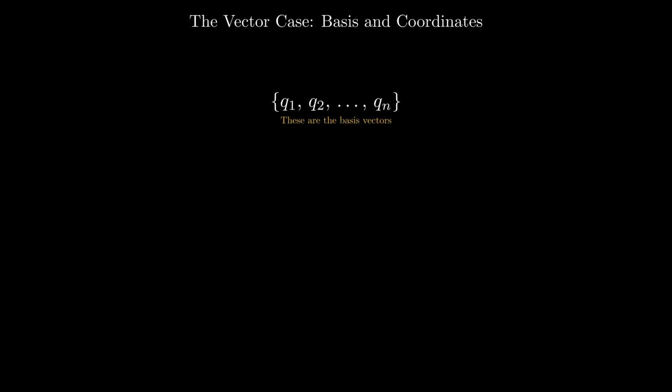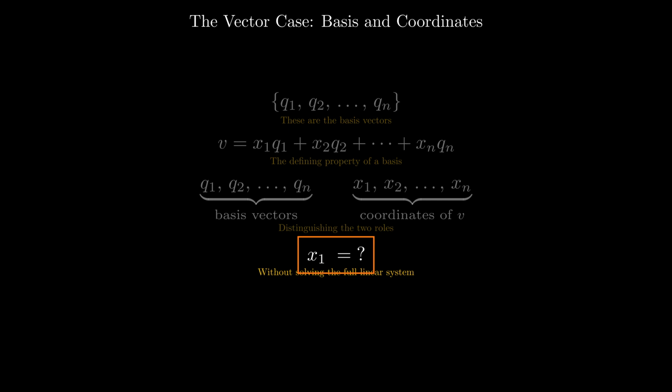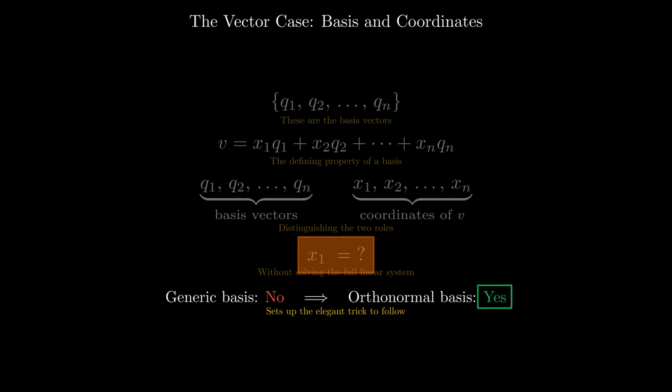A basis is a set of vectors, q1 through qn, that lets us write any vector v as a unique combination. v equals x1 times q1 plus x2 times q2, all the way to xn times qn. The numbers x1 through xn are the coordinates of v in this basis. Finding them usually means solving a linear system, but here's the question: can we get x1 directly without touching the others? With a generic basis, no. With an orthonormal basis, yes. And the trick is one of the most elegant moves in linear algebra.